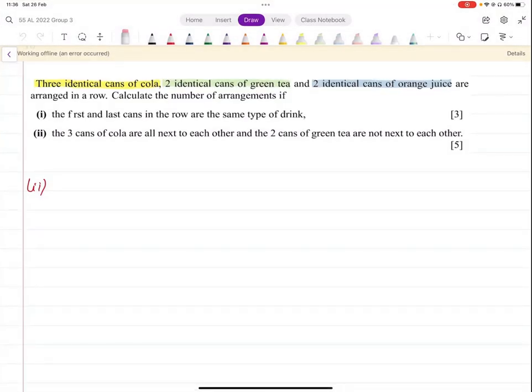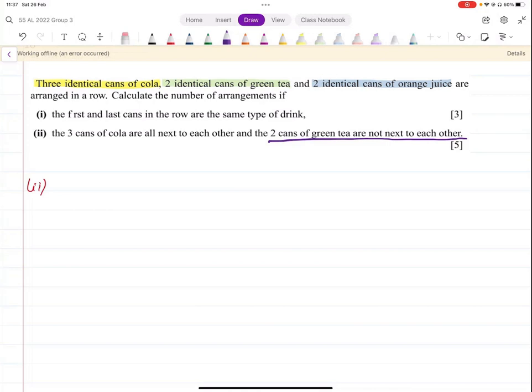Achha, the 3 cans of cola are all next to each other and the 2 cans of green tea are not next to each other. We've actually done this in the very first few examples that we did in class. We want some things to be together and some things to be separated. Okay, what we do is we exclude what we have to separate from each other. So we usko bhi ignore kar denge for the time being. And look at everything else for the moment.